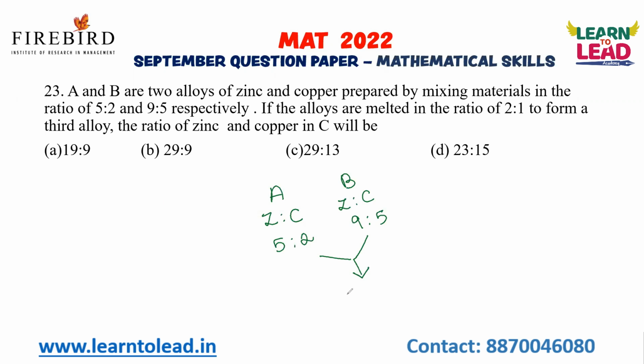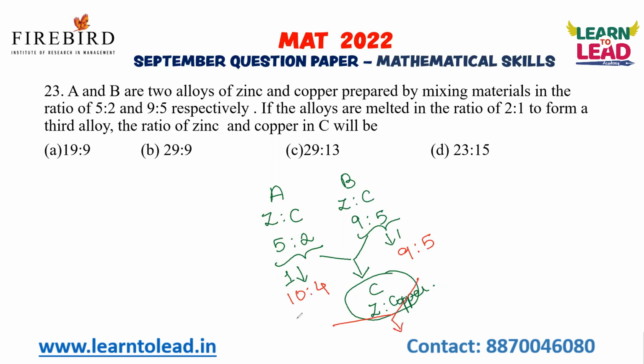Now, they're asking what is the ratio of the third alloy C. It is also made up of zinc and copper. I'm mixing in the ratio 2:1. That is, I'm taking 2 parts from A and 1 part from B. If I take 2 parts from A, the value will become 10:4. And here it will remain 9:5. Now, if I mix both the parts, I'll get what? 10 plus 9? 19. 4 plus 5? 9. So 19:9 is your answer.